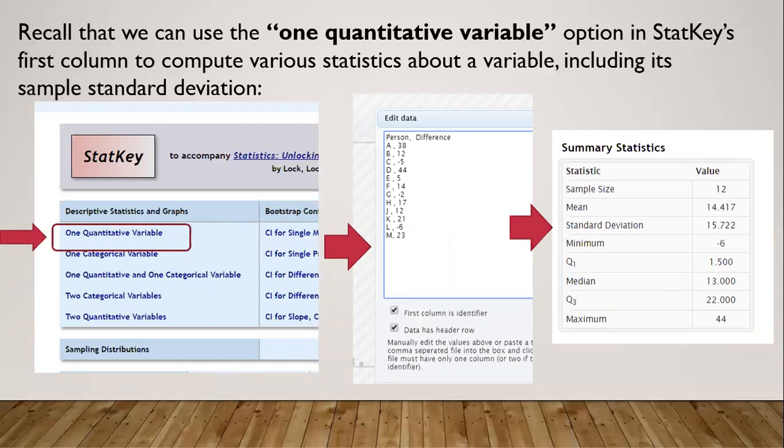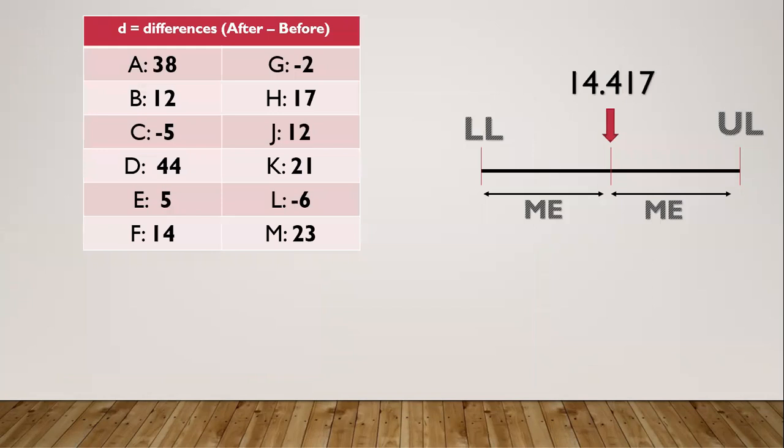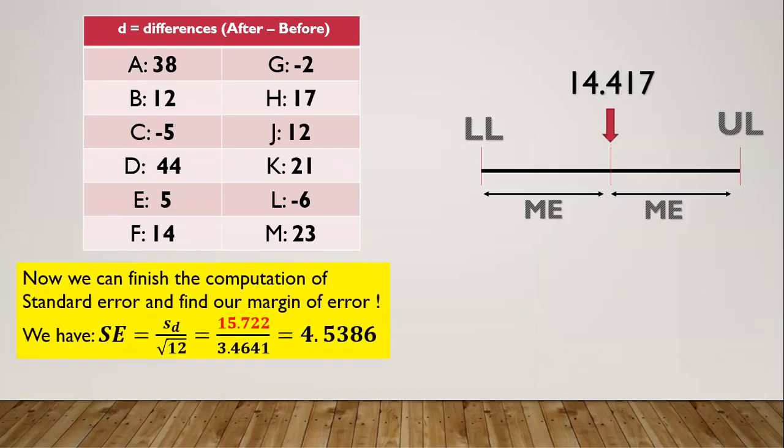Sample size was 12. You can see the average value that we had found earlier, confirming the 14.417 value that's in the center of our interval. Other things like quartiles and medians, but what we're most interested in here is the sample standard deviation, 15.722. That's the value that we will use in helping to calculate our standard error. That's the number that goes in the numerator of our standard error formula, 15.722. Let's finish that computation now.